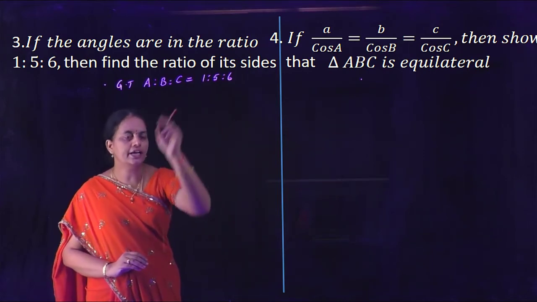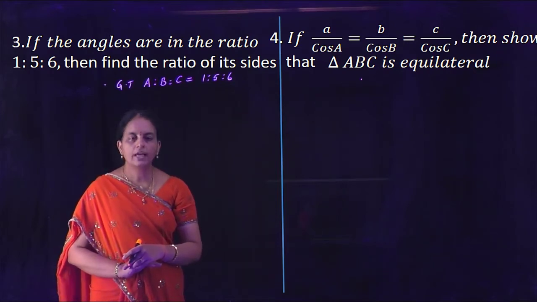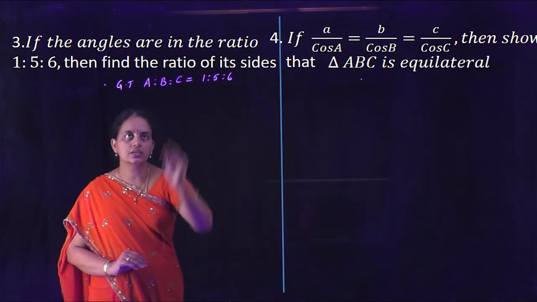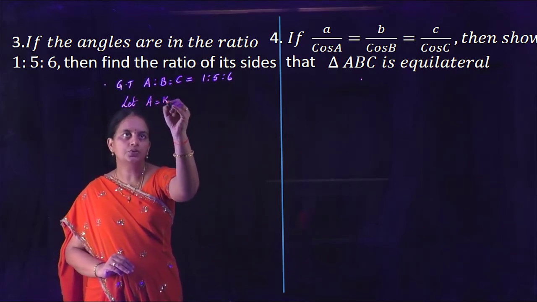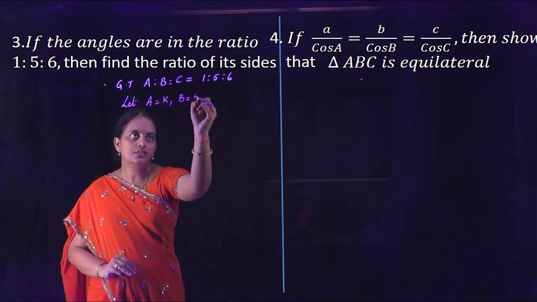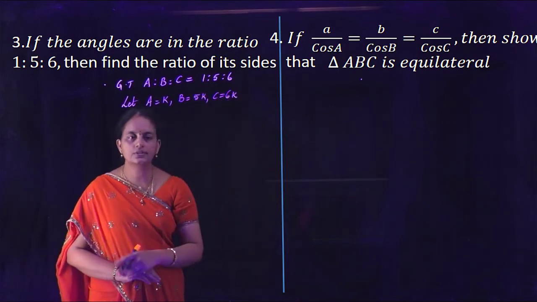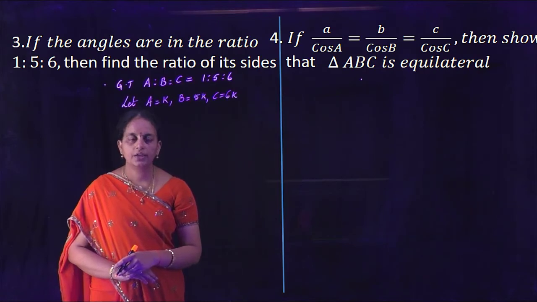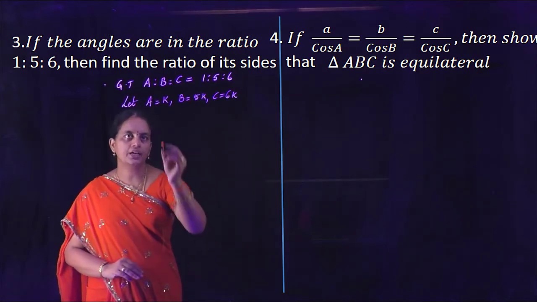Hence we can write capital A is to capital B is to capital C equal to 1:5:6. From this, let us consider capital A is equal to K, capital B is equal to 5K and capital C is equal to 6K. And we know that in any triangle, sum of angles is equal to 180 degrees.